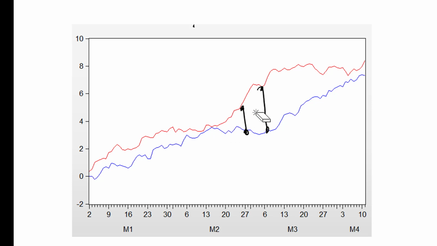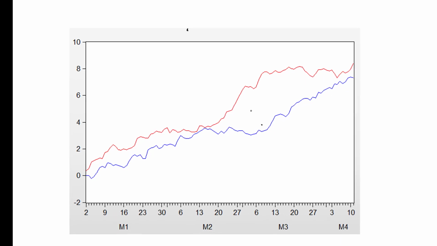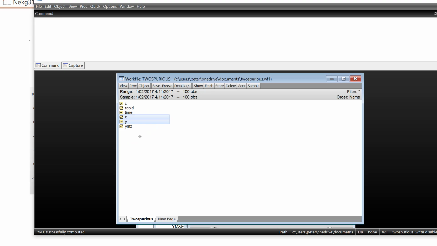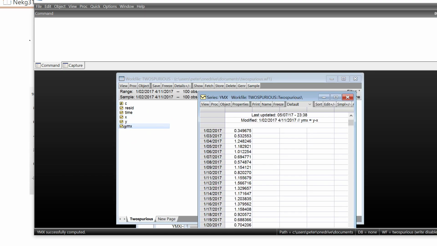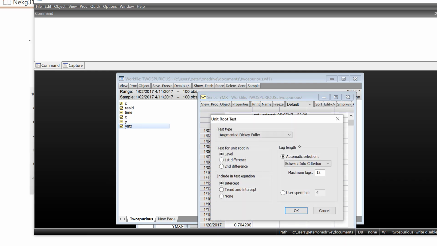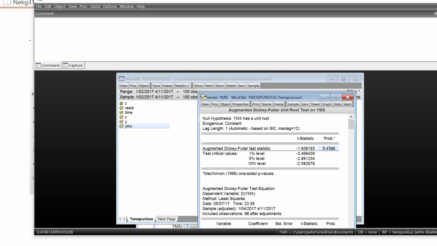In this case, I have actually simulated both of the time series as random walks with drift having no relationship with each other at all. Doing the same thing, calculating y minus x and performing a unit root test, I am not able to reject the unit root. So in this case, it seems like the difference is not stationary.